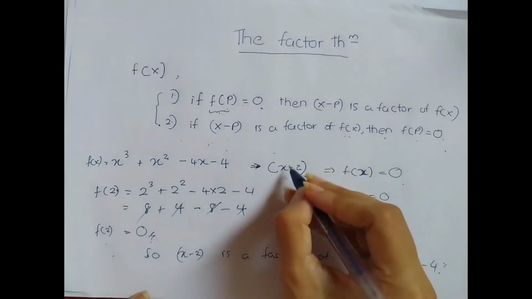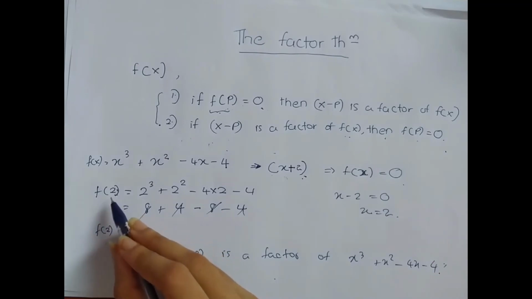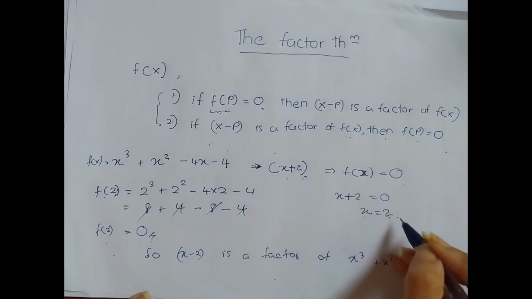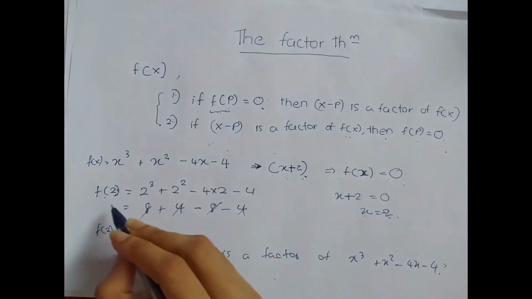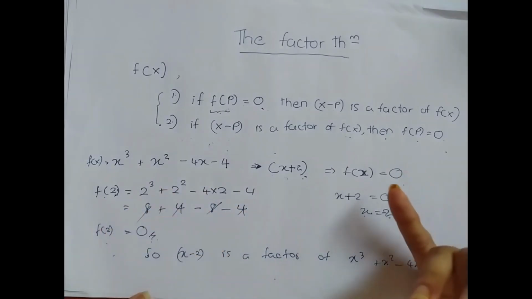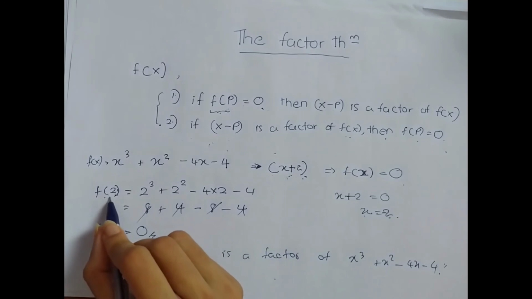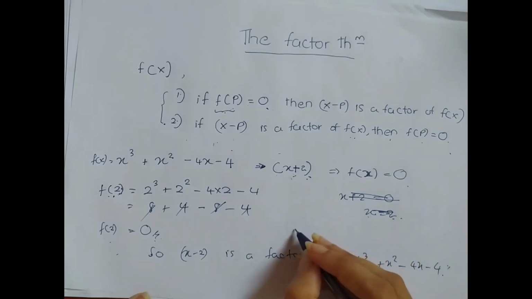So now if x plus 2 is a factor, then this should be f(minus 2). Why? Because if x plus 2 is the factor, then x equals minus 2. So those things you must remember. If the factor is plus, then you have to substitute the negative term.